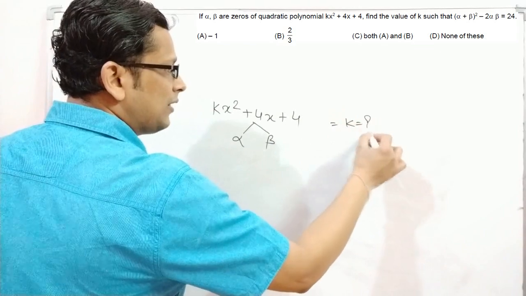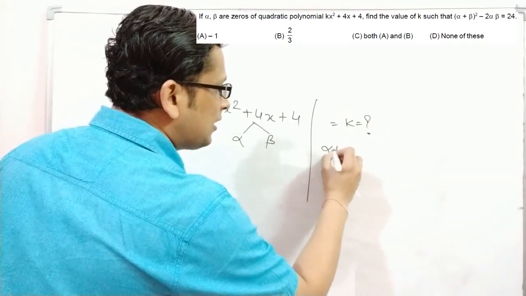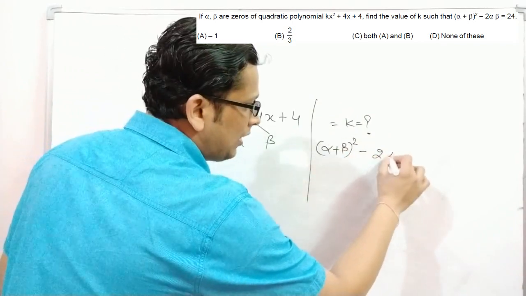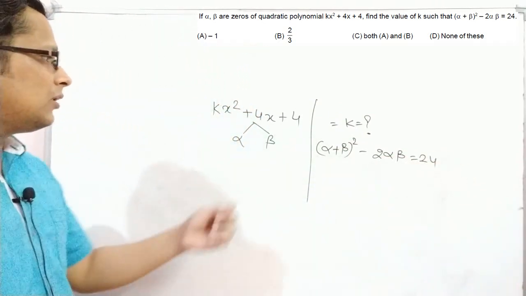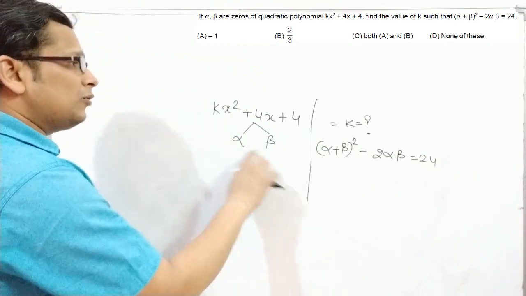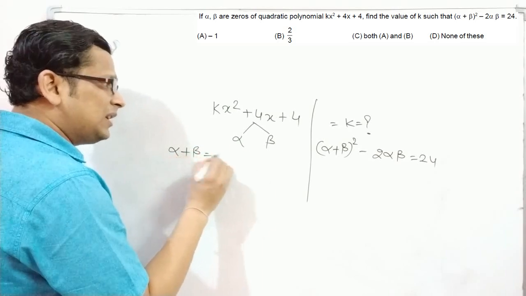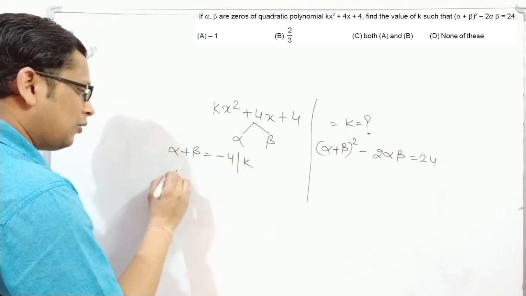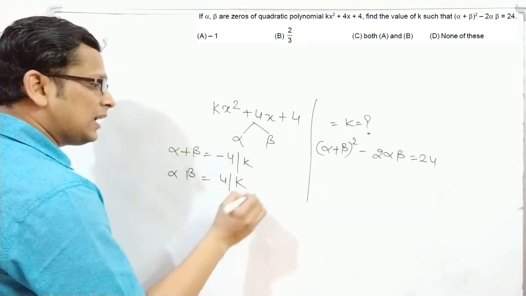We have to find out the value of k such that the expression, it is given that alpha plus beta whole square minus twice of alpha beta is equals to 24. So we have to find out the value of the unknown variable k. Over here we know that the value of alpha plus beta is equals to minus of 4 upon k, and the value of alpha beta is c by a, 4 upon k.